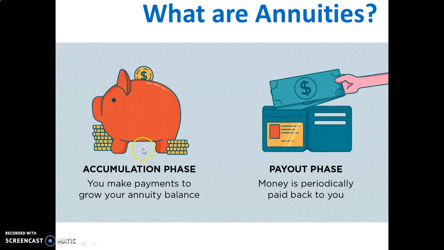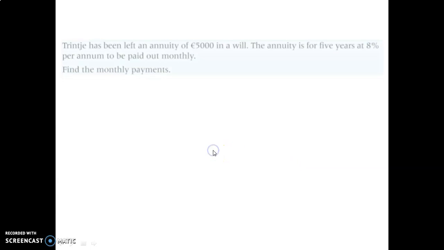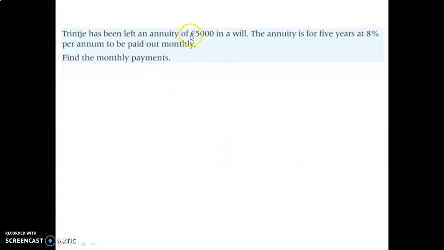So let's talk about annuities. We've talked about the accumulation phase. Now we're going to look at the payout phase. Okay, so number 1, let's say we have this problem. Somebody has an annuity of this much, and then in 5 years they will gain 8% per annum to be paid out monthly. So they're left some money, and they're going to be paid out some amount.